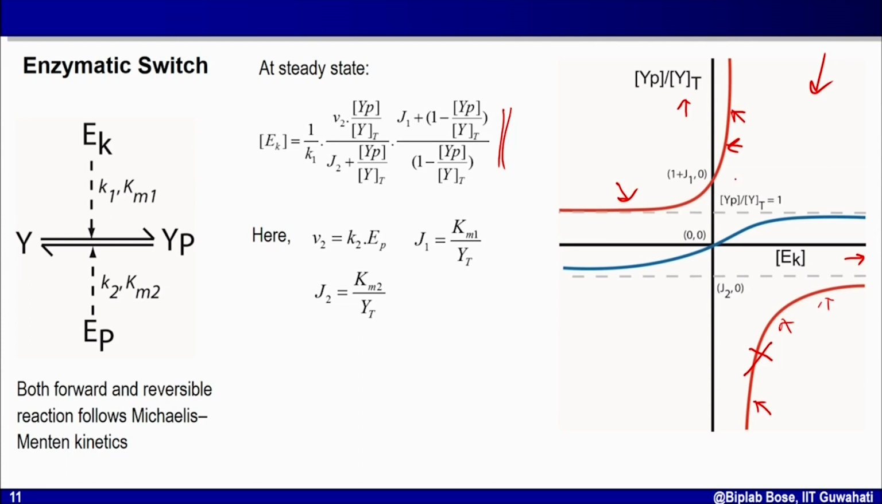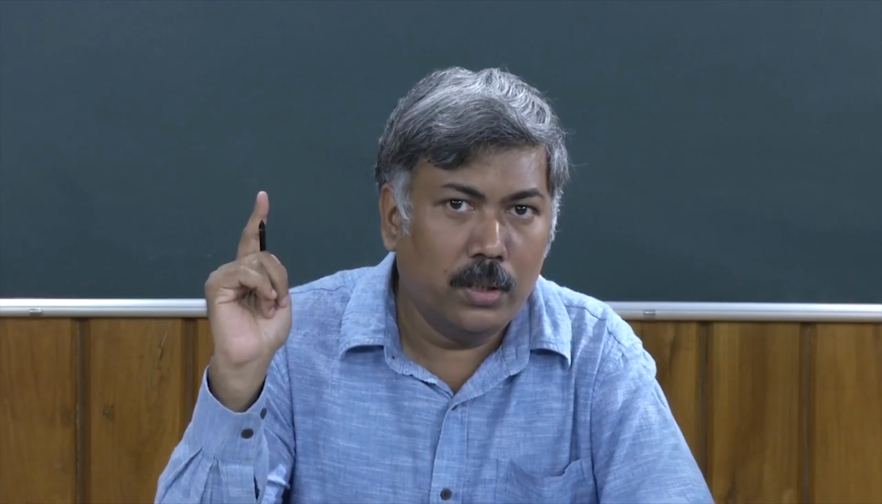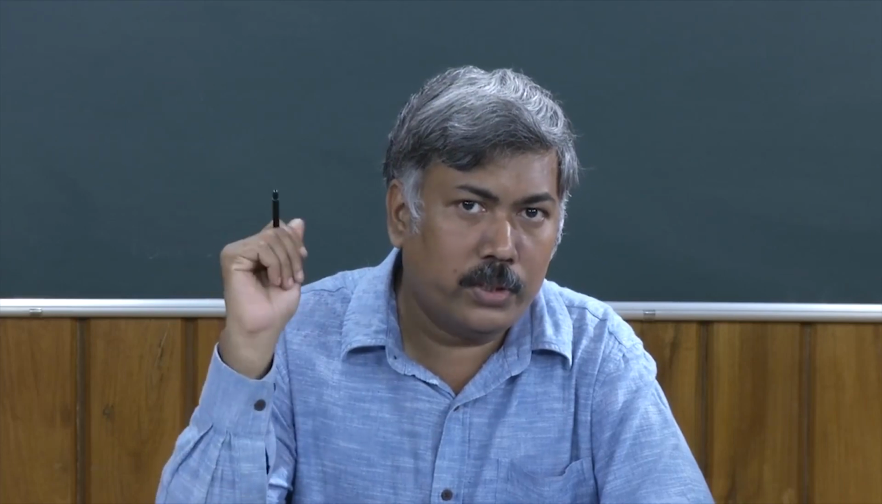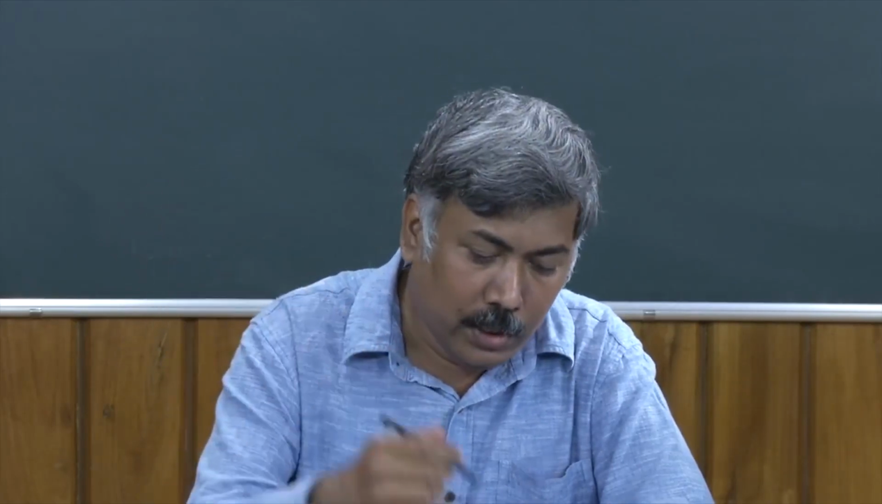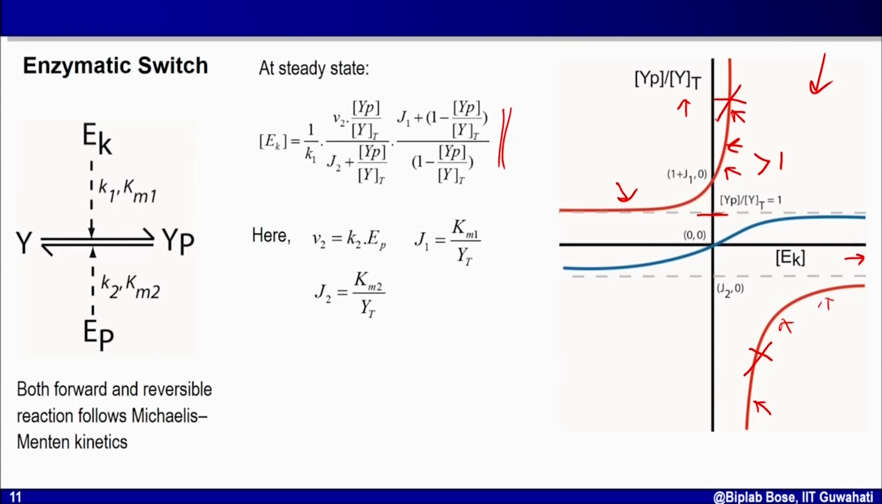But look into it. The values of Yp by Yt here are all greater than 1, because this dotted line is representing 1. Now Yp by Yt is the fraction of phosphorylated protein, the fraction of the total protein which is phosphorylated. So that can never be bigger than 1. You cannot have more than all of the protein phosphorylated. So the fraction can never go above 1. So that means I don't need to consider this red line.